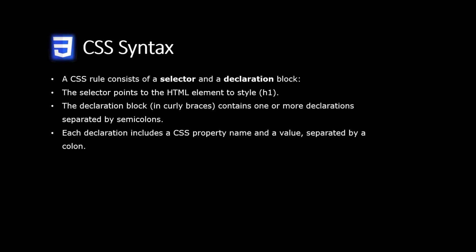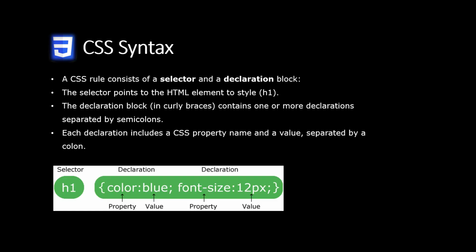CSS syntax. A CSS rule consists of a selector and a declaration block. The selector points to the HTML element to style, like H1. The declaration block in curly braces contains one or more declarations separated by semicolons. Each declaration includes a CSS property name and a value separated by a colon. Like here you can see, we have the selector, we have the declaration.